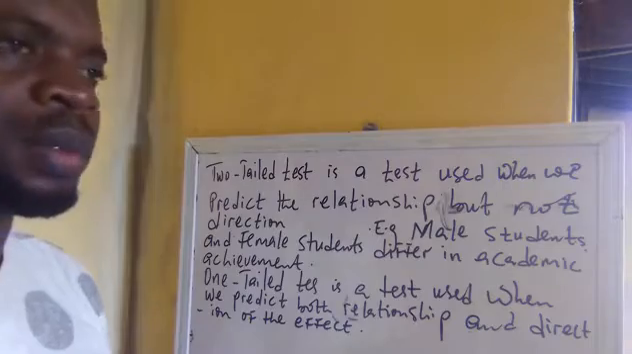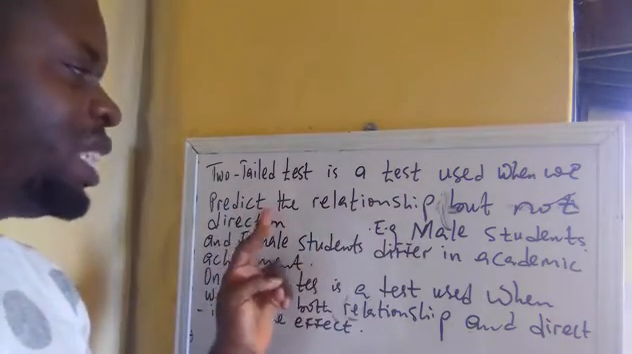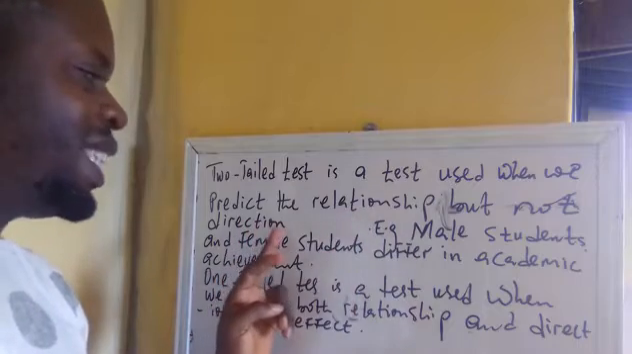Two-tailed test. Let's start from the two-tailed test. It's a test used when we predict the relationship, but not the direction.